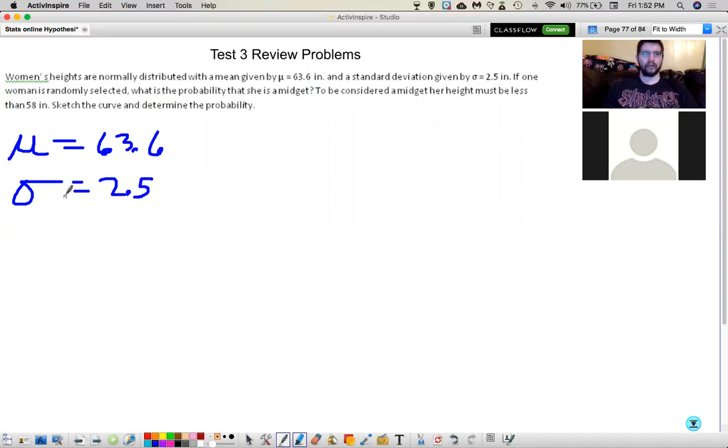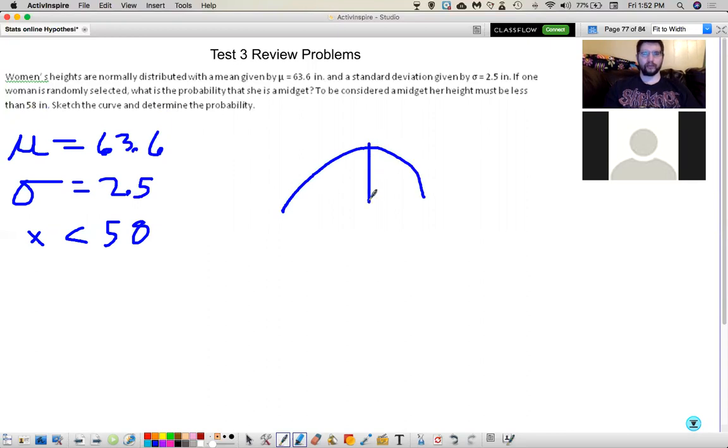If one woman is randomly selected, you could write N as 1, but really we only care when N is greater than 1, because that's when we have to apply the central limit theorem. What is the probability that she is a midget? To be considered a midget, her height must be less than 58 inches. So X is less than 58 inches. Sketch the curve and determine the probability.